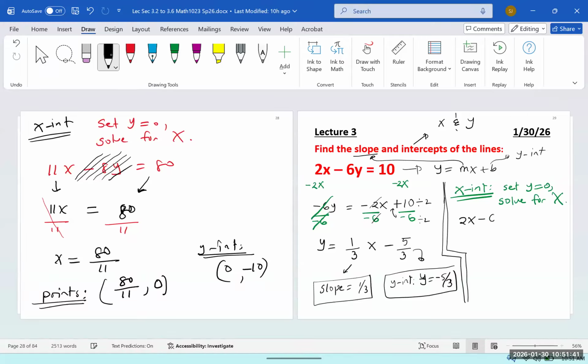So we are given 2x minus 6y equals 10. Replacing y with 0 means the entire y term gets erased. So we are left with 2x equals 10. To get rid of the 2, we divide both sides by 2 and we get x equals 5. And that's how we find slope, x-intercept, and y-intercept. We don't need to separately find the y-intercept if you use slope-intercept form.